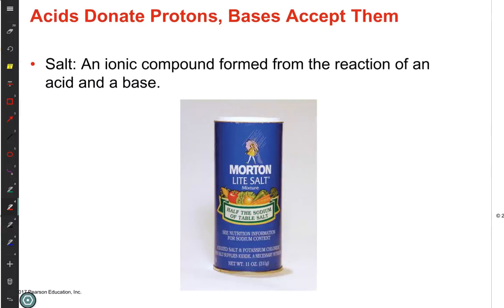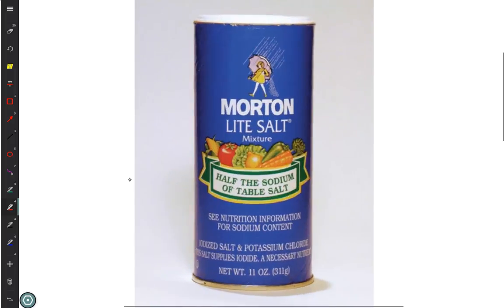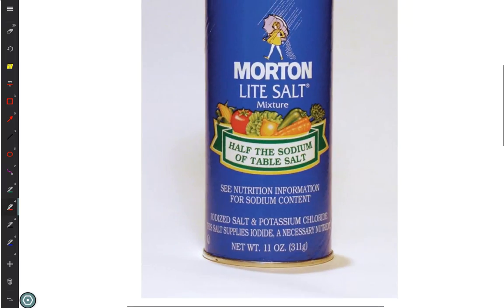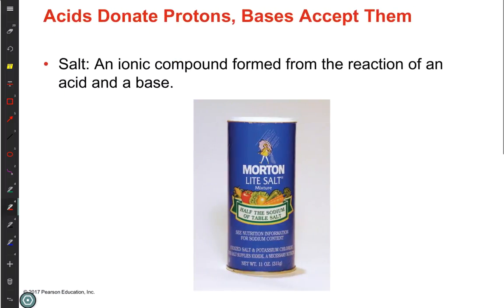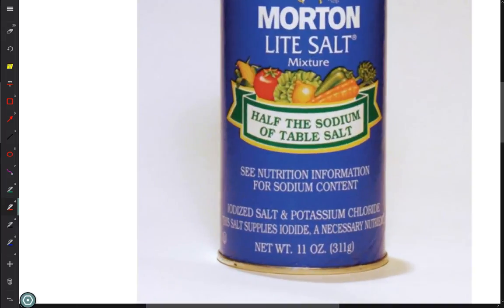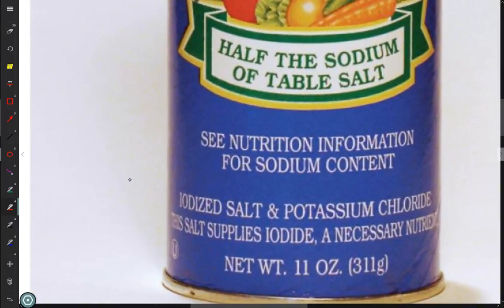They often put things in here. See, this says half the sodium of table salt. How do you have salt with half the sodium? You have to put something else in place of sodium. So instead of having sodium chloride, it's not shown here, but you can see here, it tells you it's iodized and has potassium chloride.